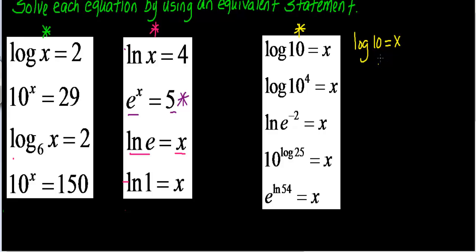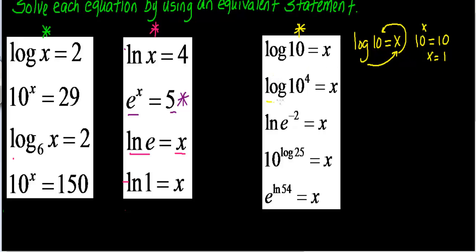Let's change it into an exponential. If I change this to an exponential, I'll have base 10 raised to the x power equal 10. So I'll have 10 to the x equal 10. So x has to be 1. If the bases are equal, the exponents are equal. Okay? So x is 1.